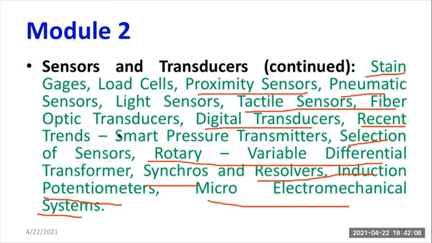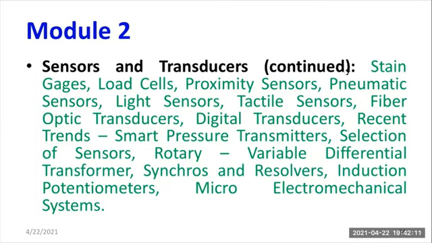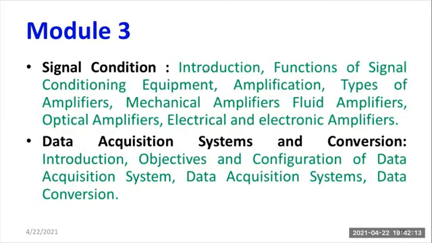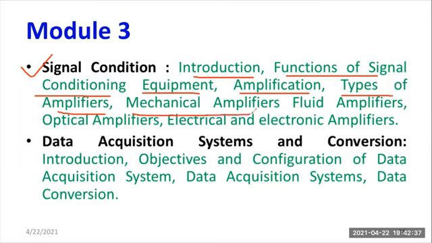And regarding the third module, I'll be mainly focusing on signal conditioning. You know that the main components of a transducer are one, the sensor, and the other, the signal conditioning device. So I'll be talking about what we mean by signal conditioning and why it is required. So: introduction to signal conditioning, the functions of signal conditioning, and different types of signal conditioning equipment. What do you mean by amplification? Types of amplifiers such as mechanical amplifiers, fluid amplifiers, optical amplifiers, and electrical and electronic amplifiers. So these all belong to the first part of module 3.